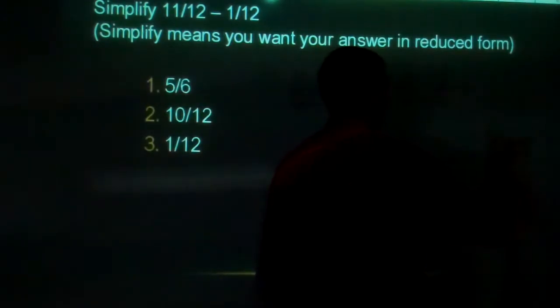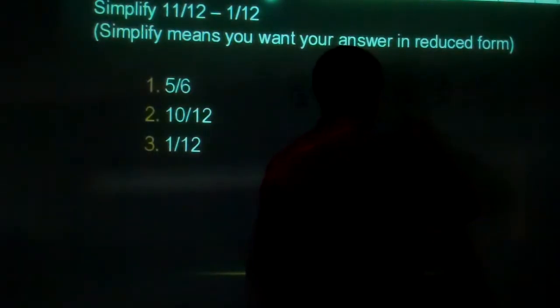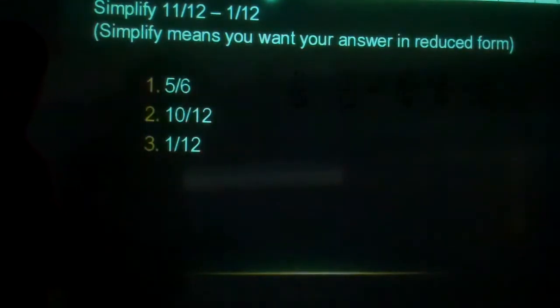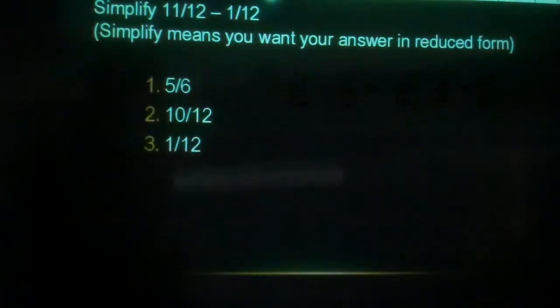10 divided by 2 is 5. And 12 divided by 2 is 6. So we get 5/6 there. Those cannot be reduced any further. They don't share any common factors, except for 1, but I'm not going to divide by 1, it won't change anything. And we should get number 1 there.